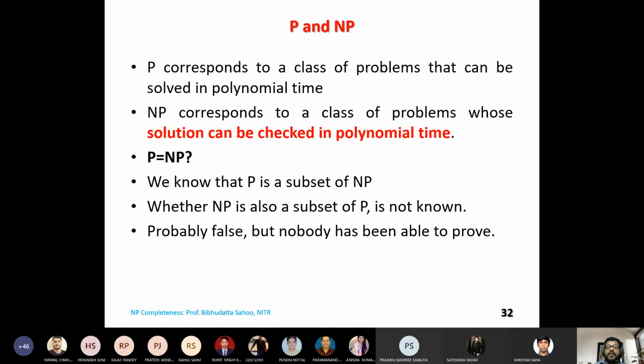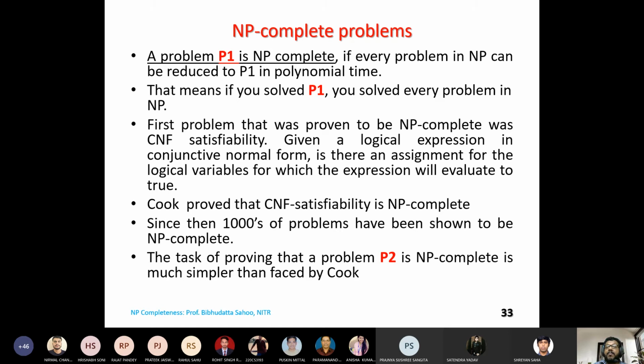Why are we interested in that? A problem P1 is NP complete. This is a mechanism we have discussed but not defined so far. Then it means that if you solved P1, then you solved every problem in NP. That means NP complete problems are solvable problems. NP complete problems are solvable problems, yes or no? Yes, sir. For some instances, NP complete problems are solvable problems.